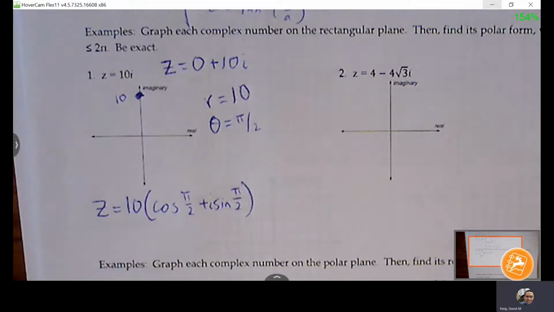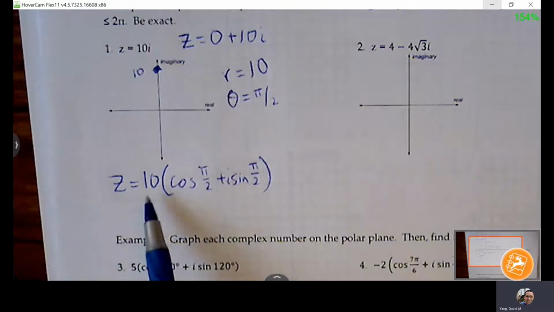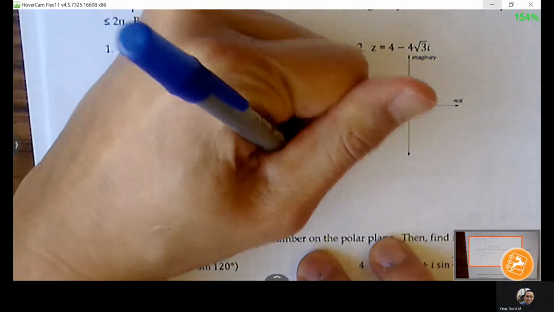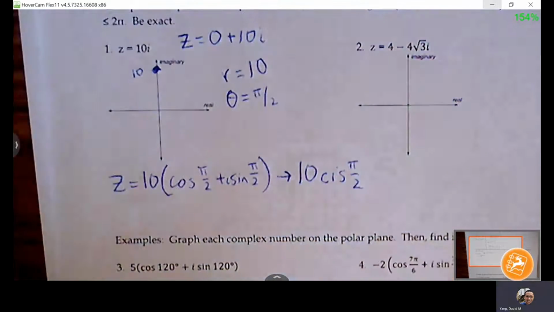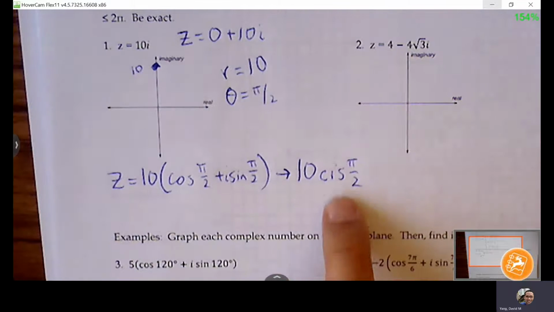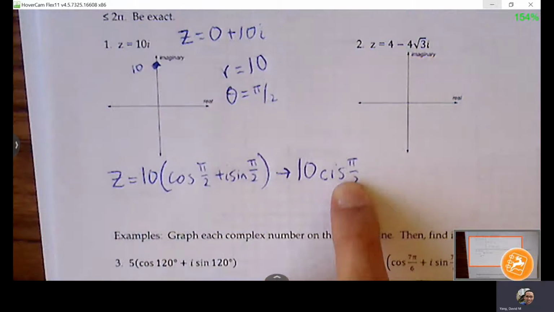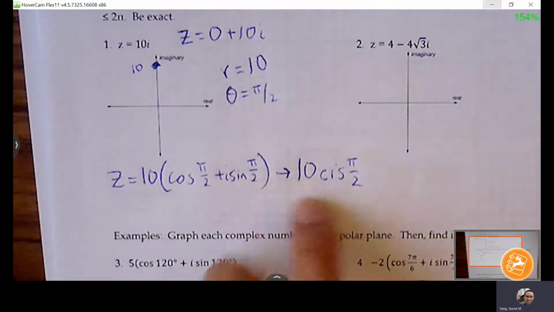Let me zoom in a bit. So there's my radius, there's my theta, and then the shorthand form of writing this is 10 cis pi over 2. Okay, these mean the same thing, but a lot of times we're going to use shorthand form rather than writing all these out. Understand what cis means: cosine theta plus i sine theta.